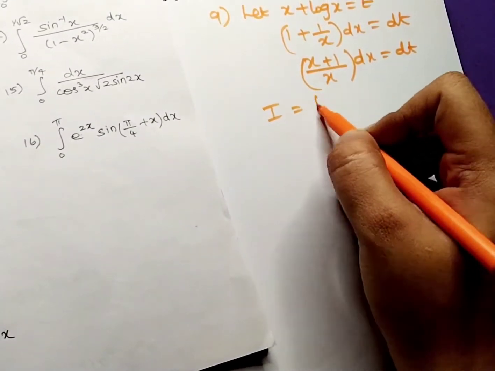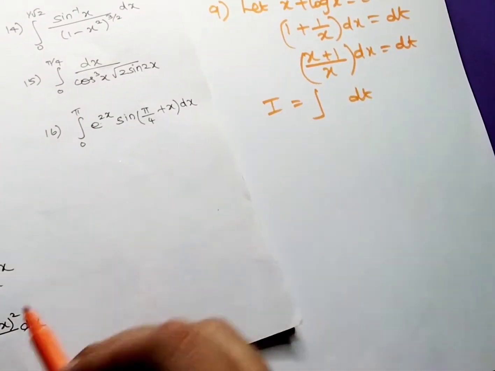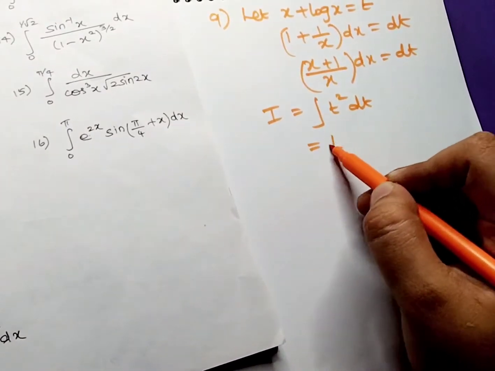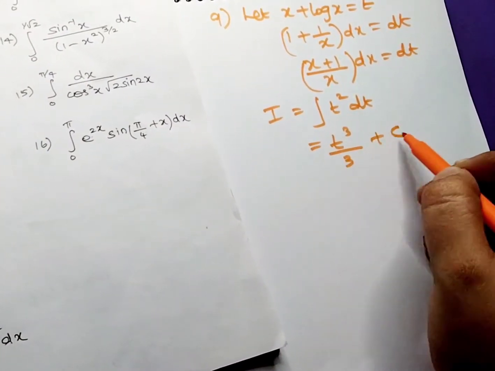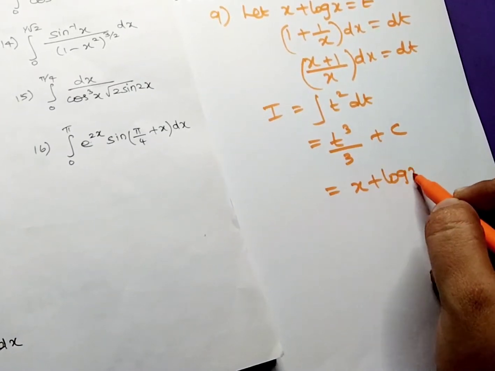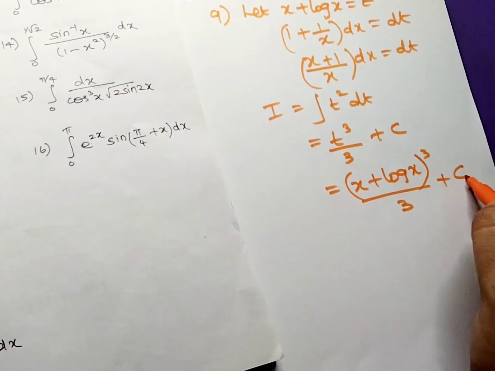So in the question we are replacing x plus 1 by x into dx as dt, x plus log x as t, we have power 2. Apply the power rule, it is t cube by 3 plus c. Expressing in terms of x, it is x plus log x the whole cube by 3 plus c is the final answer.